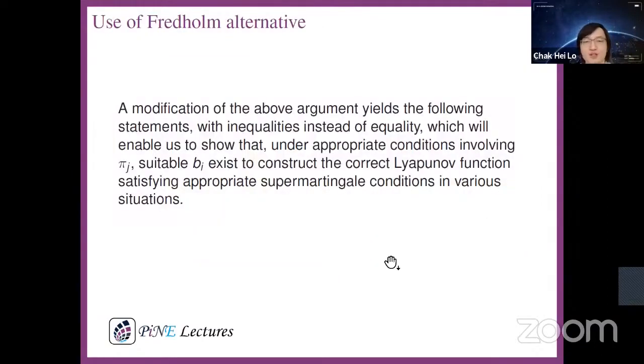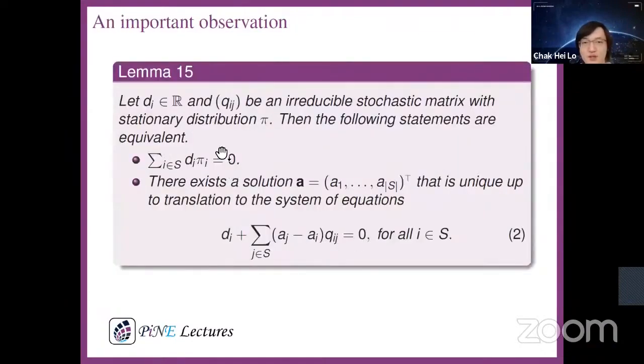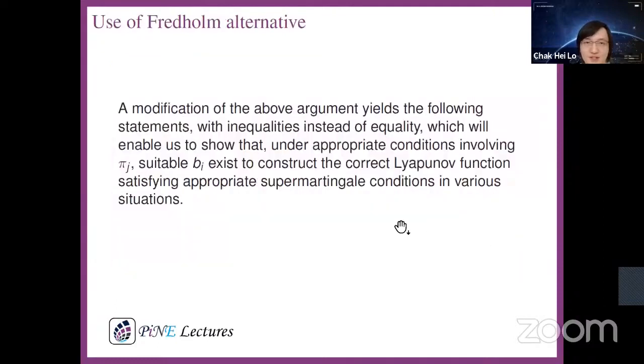So why is this useful? A modification of the above argument uses the following statements with inequalities instead of equality. What I mean by that is this is an equality, yes? So if we change this to greater than or equal to, then we can also change it to greater than or equal to. Or if we change it to strictly greater than, then we also get strictly greater here. And this gives us a lot of help on how to transform the problem to that algebraic side. So we can show that under appropriate conditions involving pi_i, suitable b_i actually exist to construct this correct Lyapunov function. This is very important because when we set up the Lyapunov function, how do we know that there is actually such b_i that satisfies all the conditions that we want? And this Fredholm alternative gives the existence of this b_i.